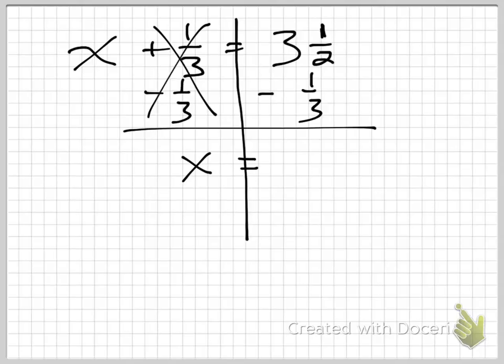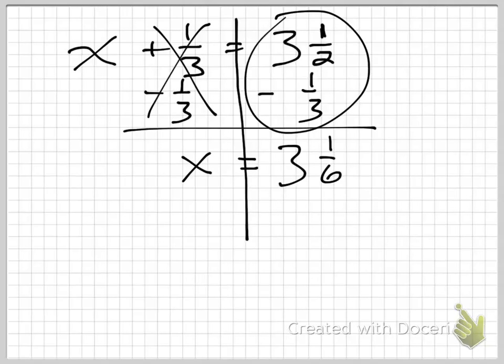x equals. And now all we're doing is the same problem we did last night, adding and subtracting fractions, mixed numbers, etc. Agreed? Now, 3 1/2 minus 1/3. What is 3 1/2 minus 1/3? 3 1/6. And we're done. Nothing changes. It's just that we're dealing with fractions. You're doing yesterday's assignment in the context of equations.